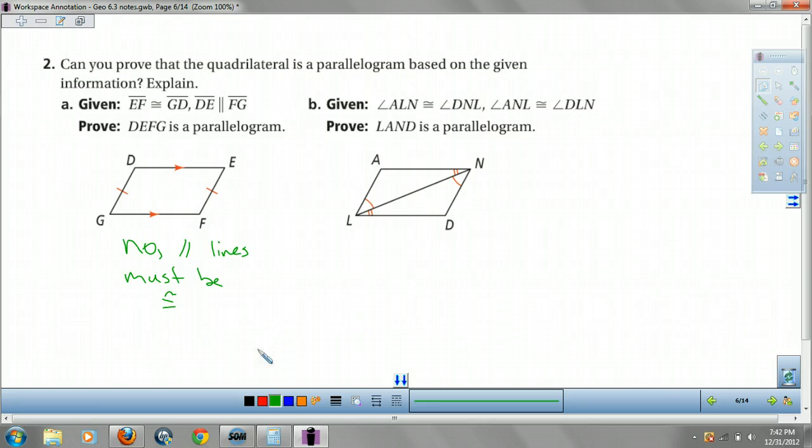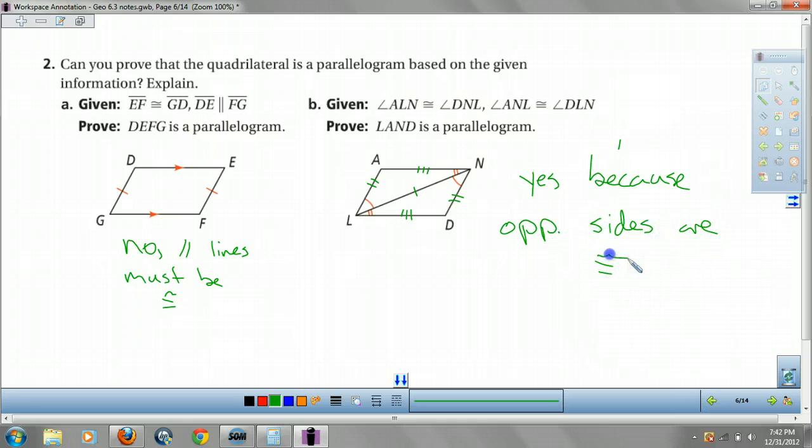Now let's try this guy. B. We know these two angles are congruent. We know these ones are. What do we know about LN? It's congruent to itself. So what do we know about these two triangles? Yeah, they're congruent. So this must be congruent to this. Uh-oh. It's a yes, because opposite sides are congruent. Because we had to use congruent triangles. We used good old angle side angle.